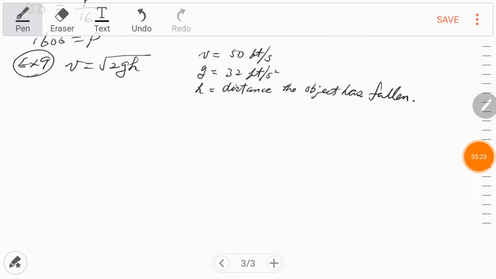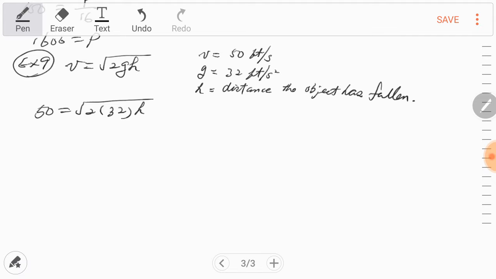Okay, this example is about the velocity of a free-falling object. And the equation is given, v equals square root of 2gh. So from here, let's find the height, which is the distance that the object has fallen. And we have values for the velocity and the gravity. So velocity is 50. So let's write the equation. So 50 is equal to square root of 2 times the gravity, which is 32, times the height h. So h is the value that we want to find out.